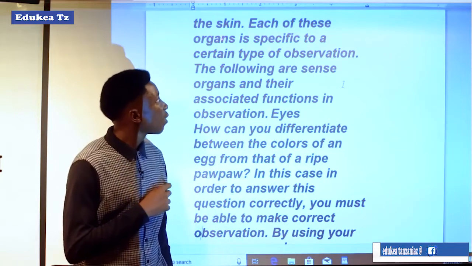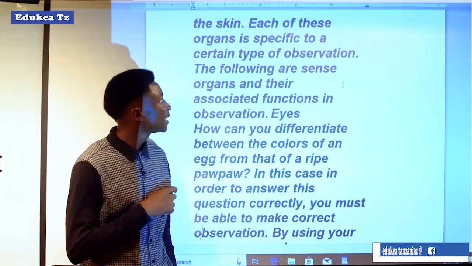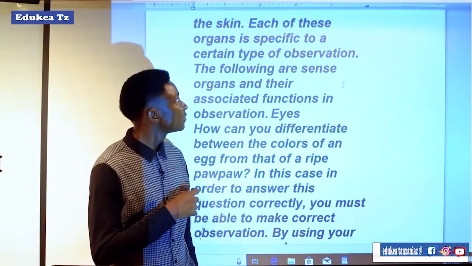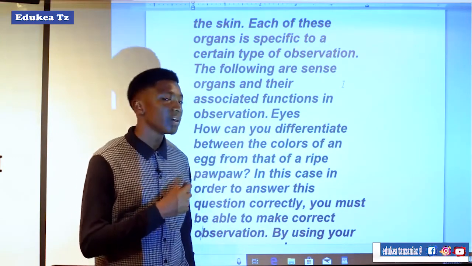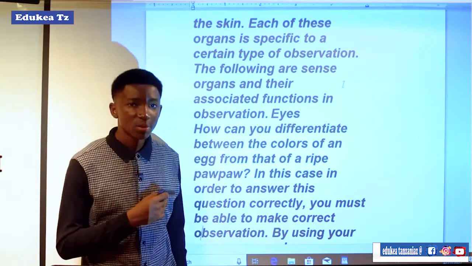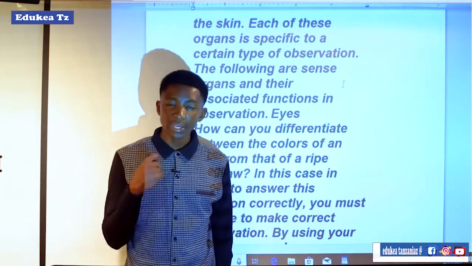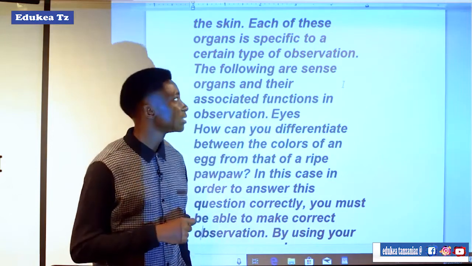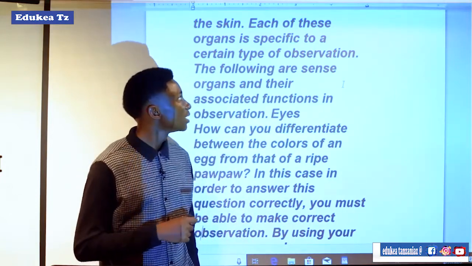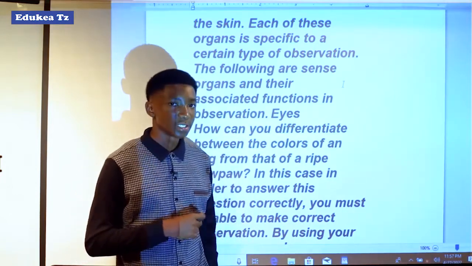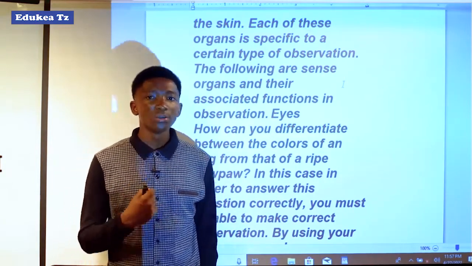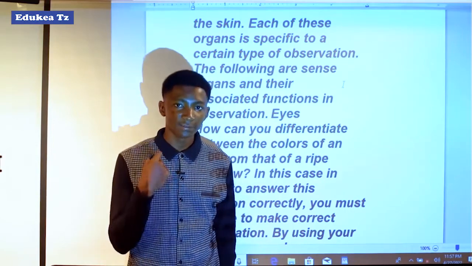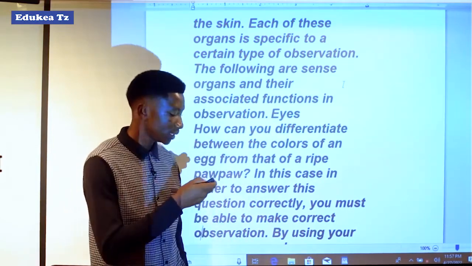Each of these organs is specific to a certain type of observation. So through these sense organs, there is uniqueness among them, from each one to the specific types of observation. Each one observes for what it can function to.